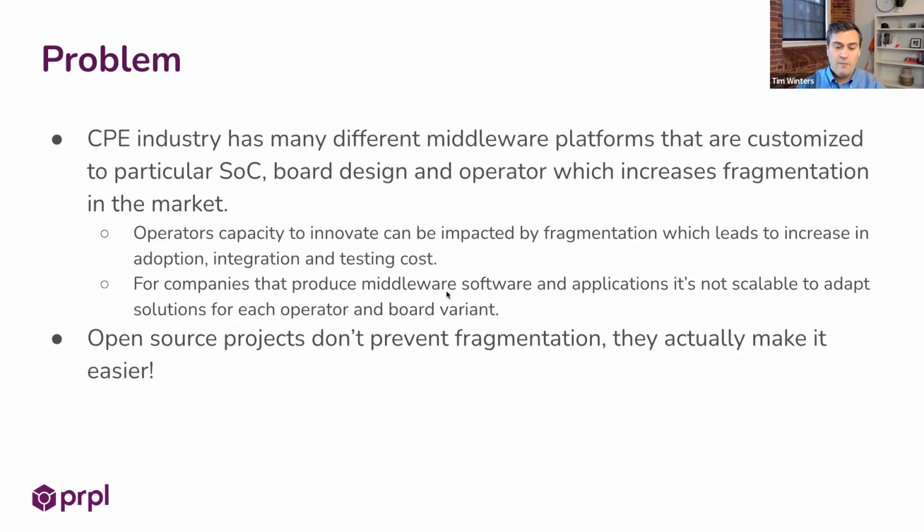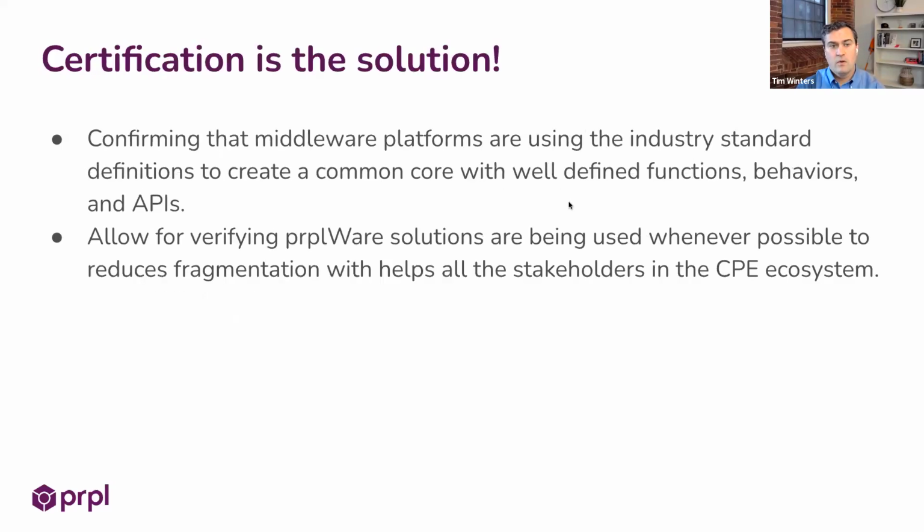This fragmentation all leads to more work, more effort. It's not what we want. We want to keep the industry together, try to keep everyone moving forward. And so how do we do that? Certification. What Purple pushes for is this allows middleware platforms to define a common core of well-defined functions, behaviors, and APIs. So everybody's looking at the same APIs, and we'll talk about that more in a minute.